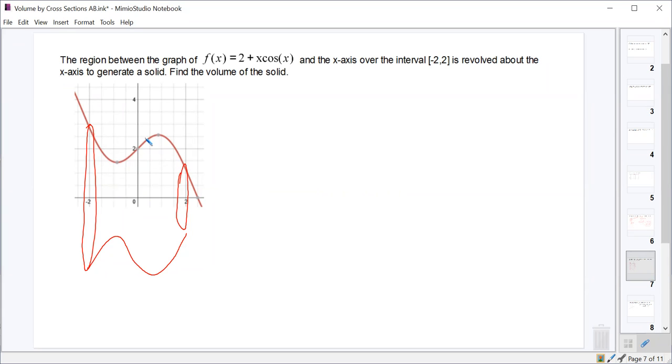Should just be that function. So we should be able to write pi times the integral from -2 to 2 of (2 plus x cosine x) squared dx. Pi, radius squared, dx, and then from -2 to 2. Does that make sense to everyone?